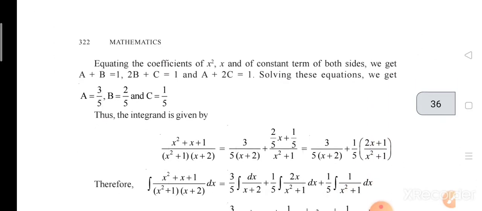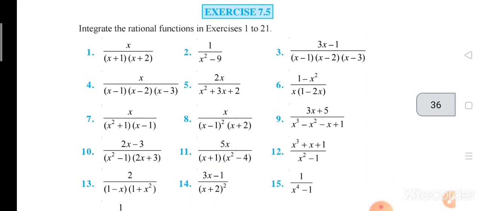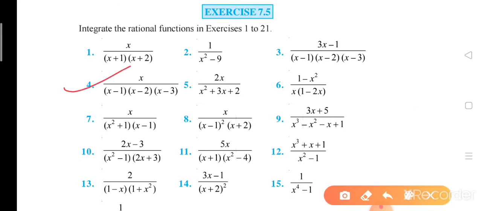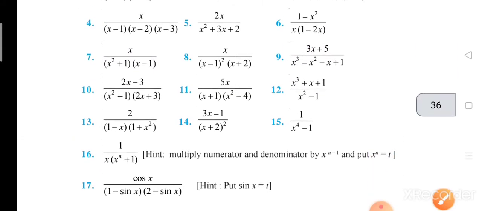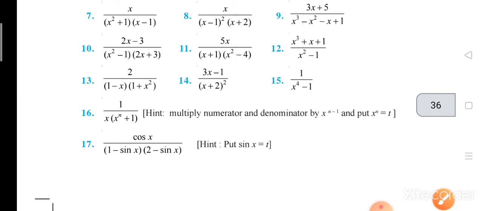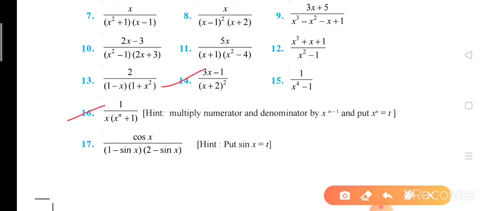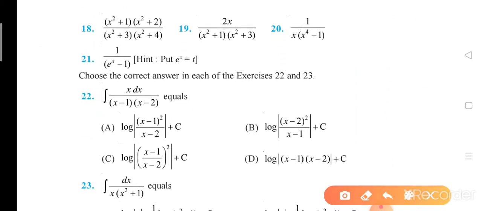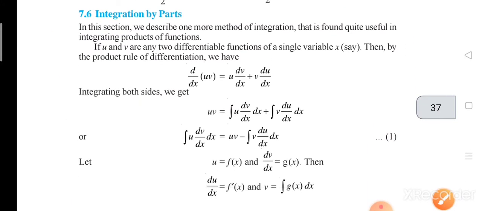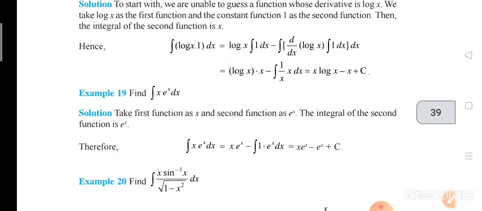Then from exercise 7.5, question number 4, 7, 9, then we have 14, 16, 17, 21, 22, 23 with 18. Now integration by parts, all examples.